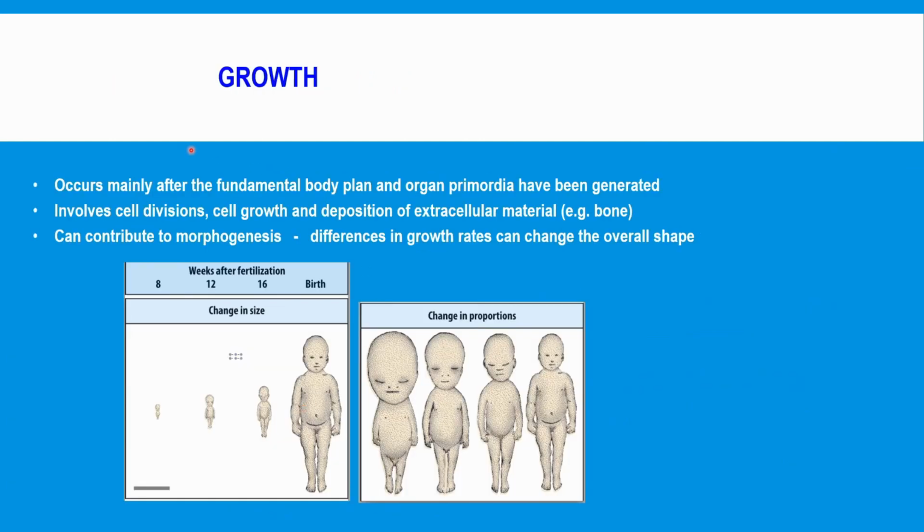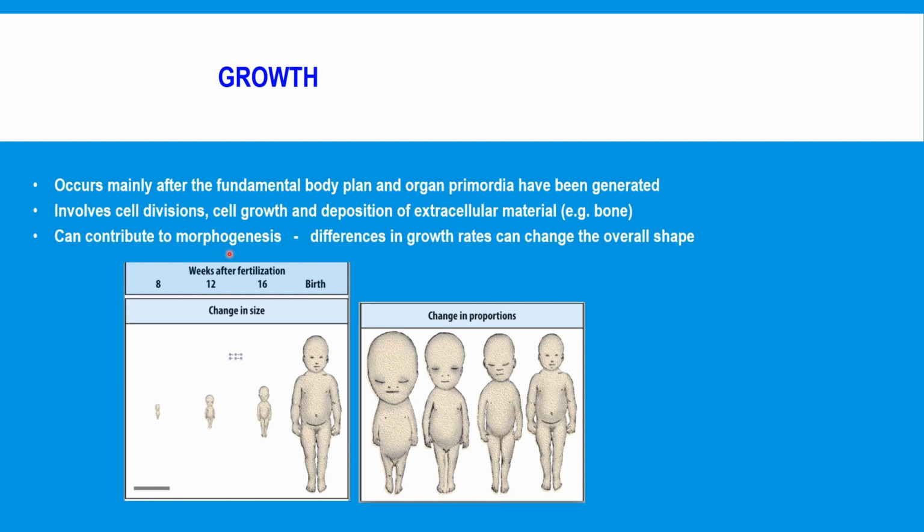And then we didn't mention growth much at all, so I thought we should say some words on that. It occurs mainly after the fundamental body plan has been generated and the organs have been specified and created. And then we get this round of growth and expansion, shown here. It involves cell divisions, cell growth, and the deposition of extracellular material, for example, bone and connective tissues. These are all involved in the growth of the animal.